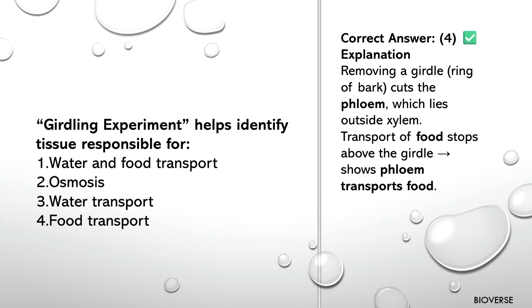Girdling experiment helps identify tissue responsible for water and food transport: osmosis, water transport, food transport. Correct answer is 4. Explanation. Removing a girdle, a ring of bark, cuts the phloem, which lies outside xylem. Transport of foodstuffs above the girdle shows phloem transports food.